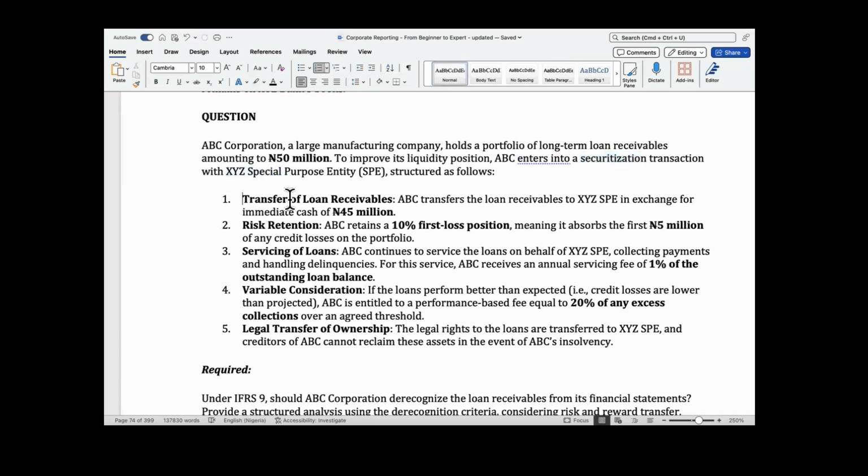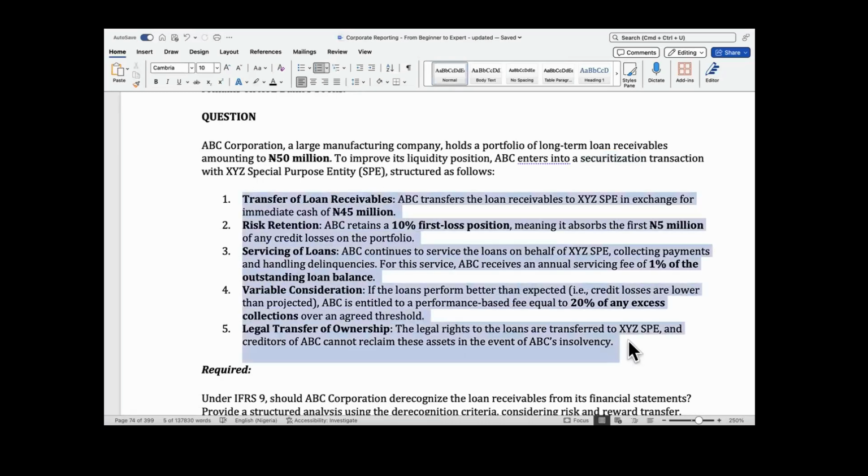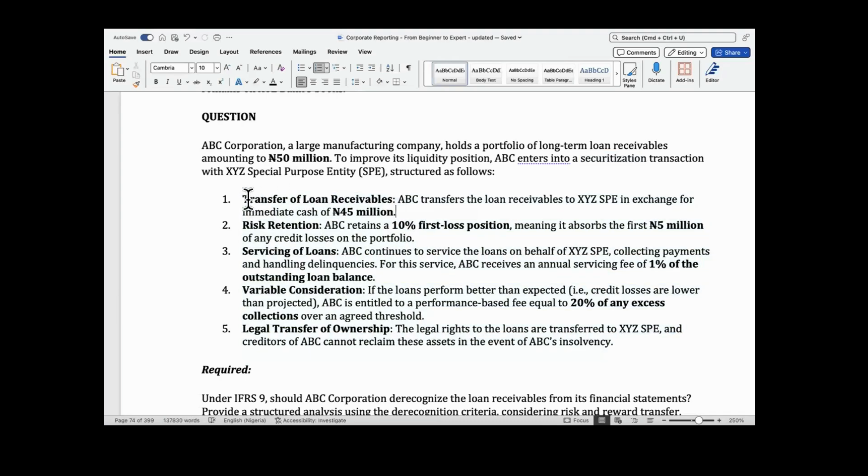So you see, the agreement, this securitization, these were the terms. Number one, he would transfer the loan receivables, meaning that this ABC would transfer the loan to SYZ in exchange for immediate cash of 45 million. So that means they take 45 million and walk away. We don't want to see you again.